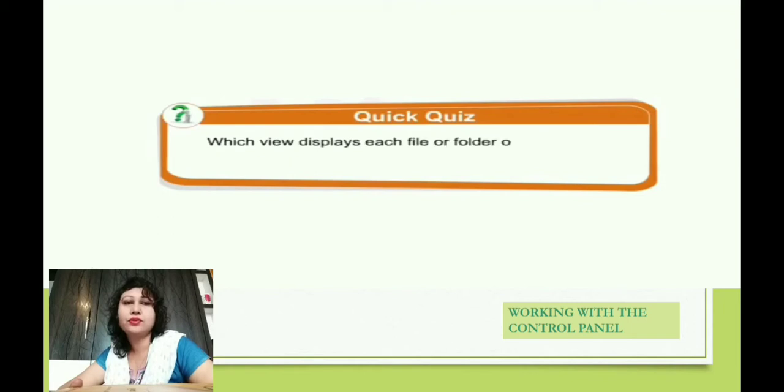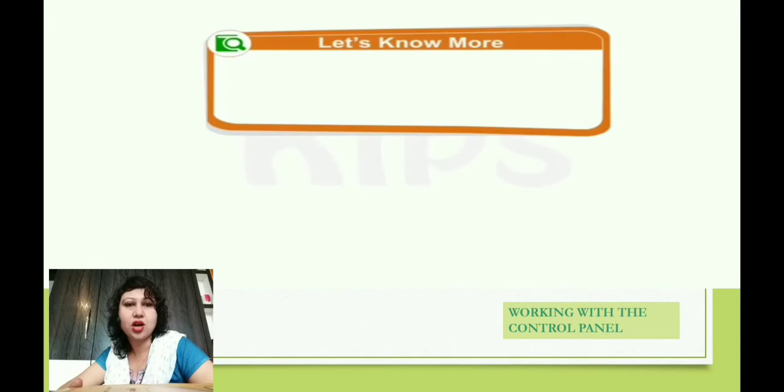So let's have a small quick quiz. Which view displays each file or folder on a separate row along with their detailed information like date, size, author, etc.? The answer is content view.